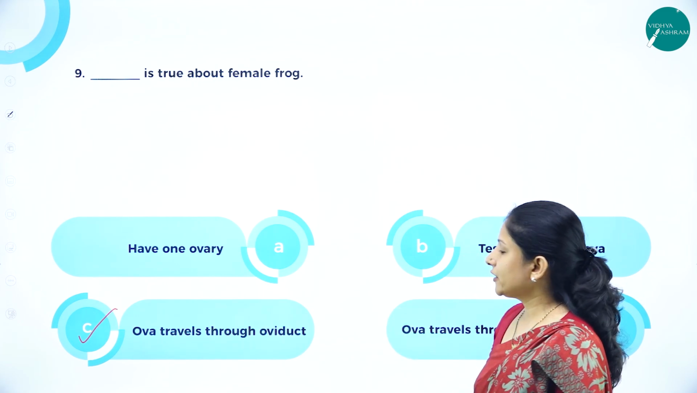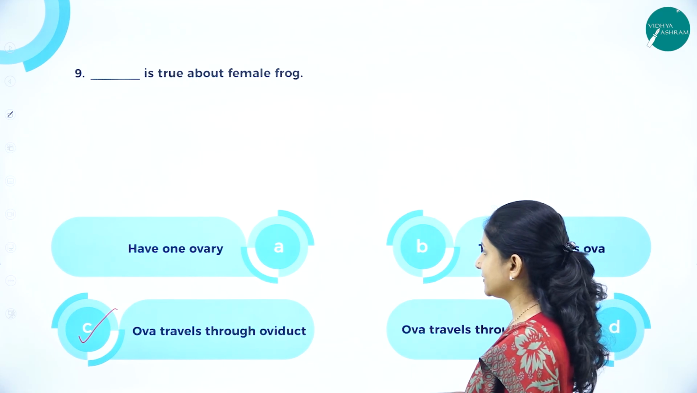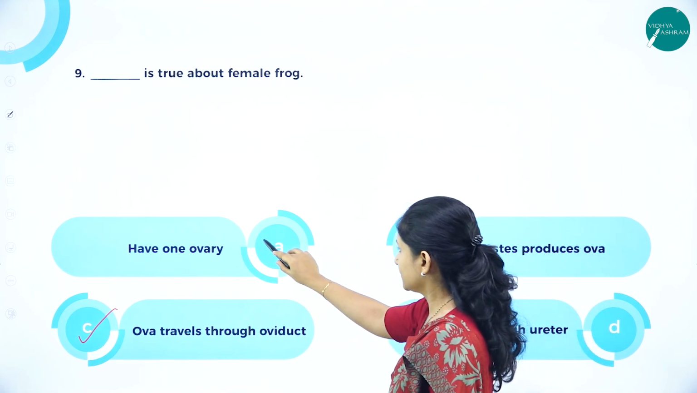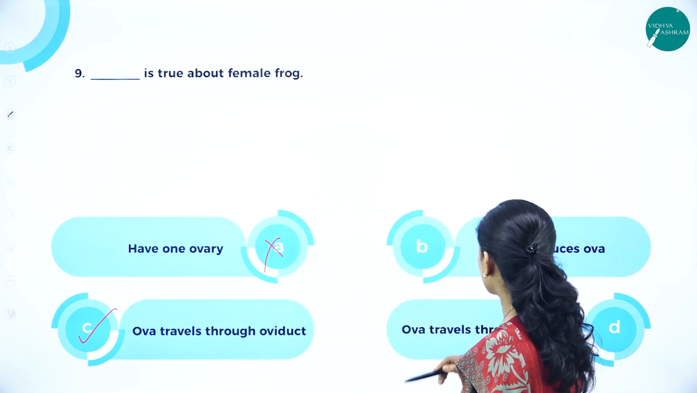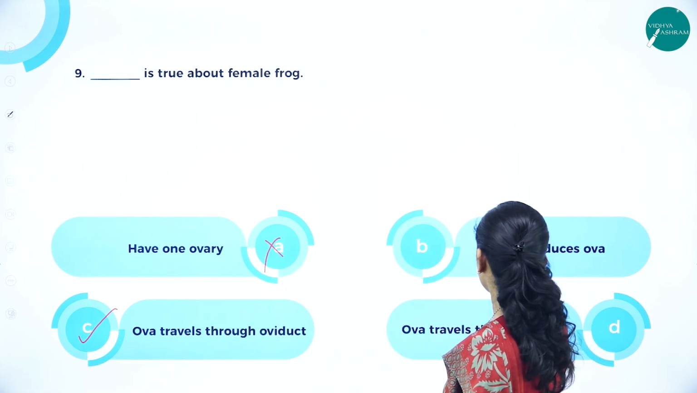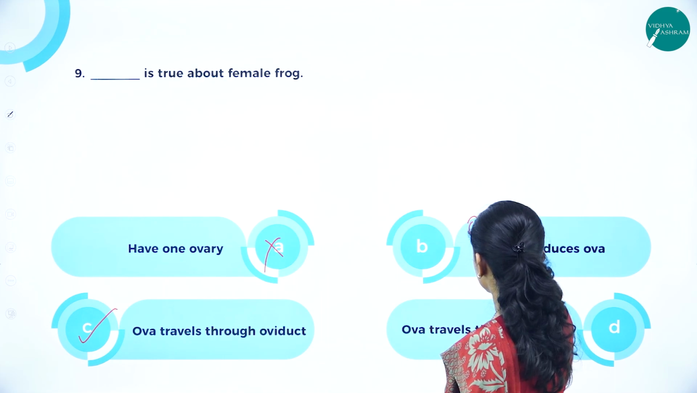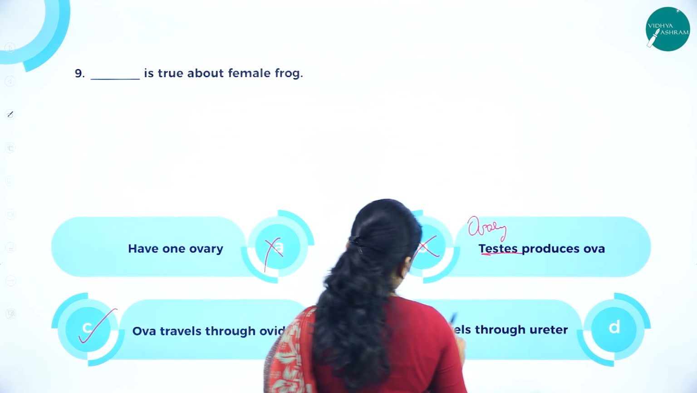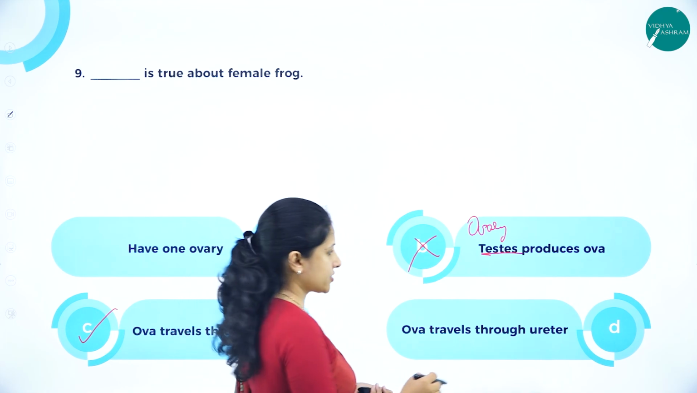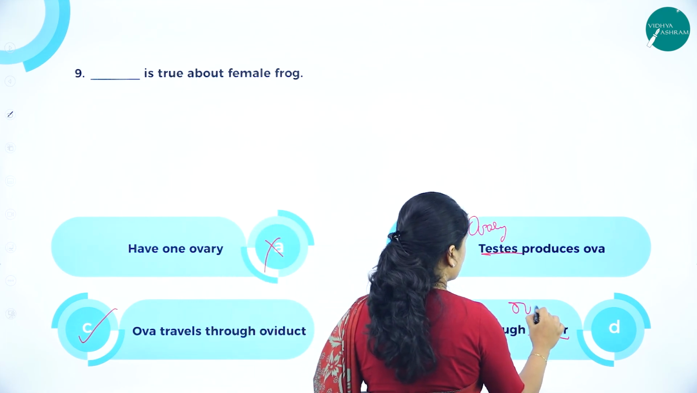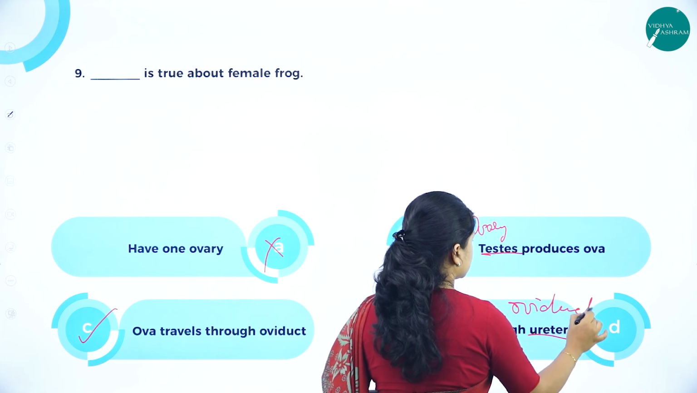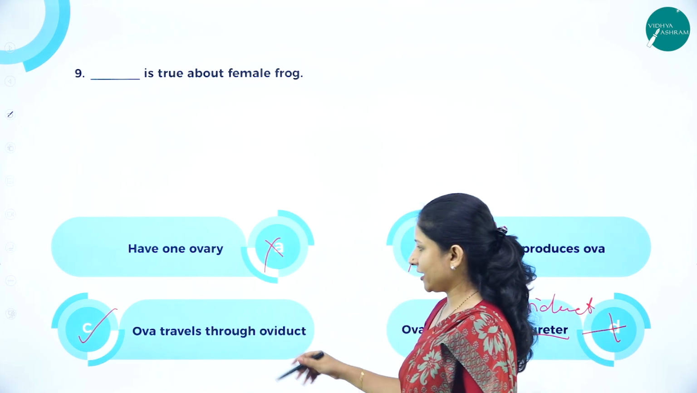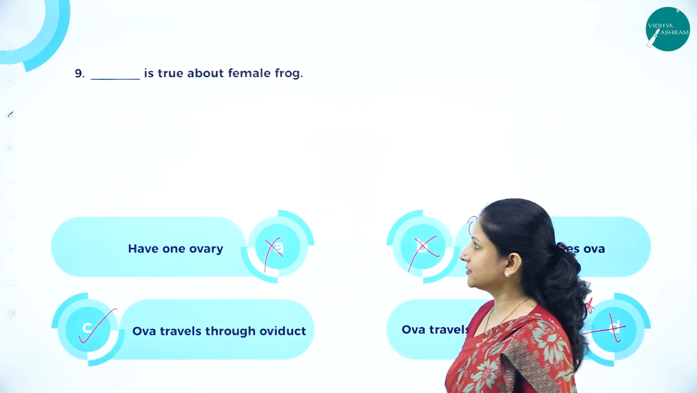So, therefore, ova travels through oviduct is the right answer, because female frogs actually have 2 ovaries. This is wrong. Testis doesn't produce ova, but the ovary actually produces ova. So, therefore, this option should be eliminated. Ova doesn't travel through ureter. Ova actually travels through oviduct. So therefore, this option can be eliminated. Ova travels through oviduct is the right one. So therefore, option C is the right answer here.